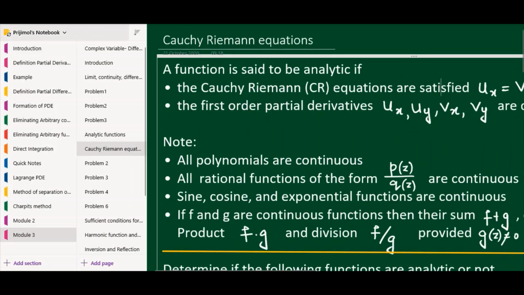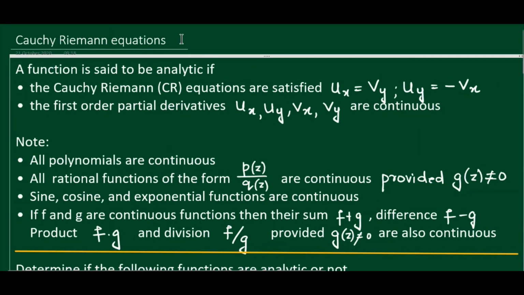Now, let us discuss the Cauchy-Riemann equations. This is the conventional way of defining a function to be analytic using a theorem. A function is said to be analytic if these two conditions are satisfied. These are the necessary conditions for a function to be analytic, that is, it must satisfy the CR equations. CR equations are nothing but ux equal to vy and uy equal to minus vx, and the first order partial derivatives.